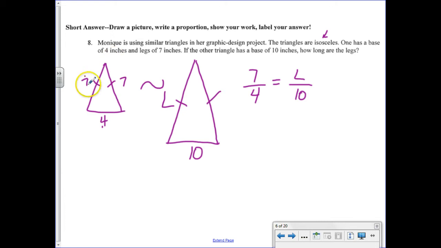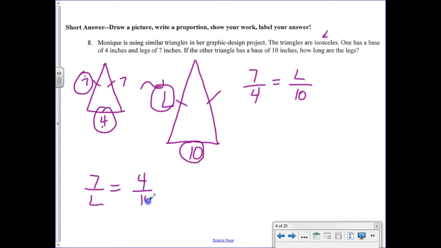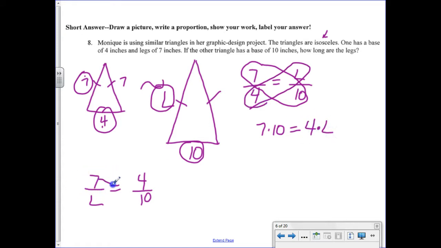Okay, you could also set it up this way. You could say this leg to this leg, 7 over L, has to equal base to base, 4 over 10. You could do it that way too. Whichever way makes you happy, go ahead and do it. Multiply 7 times 10 has to equal 4 times L. And by the way, if you look down at this guy, notice 7 times 10 and L times 4. Ha! You end up with the same cross products. How cool is that? Then I know I'm going to divide by 4.